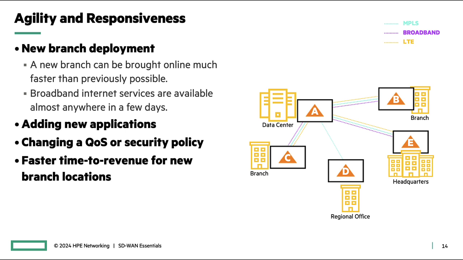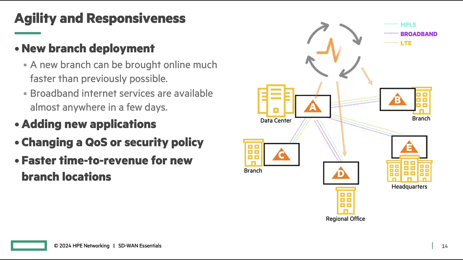And while MPLS services might take 60 to 120 days to provision, broadband internet services are available almost anywhere in a matter of days. A new branch can be brought online far more quickly than previously possible. And the same goes for adding a new application or changing a QoS or security policy, which means faster time to revenue for a new branch location, or perhaps a new business unit that was added as the result of an acquisition.